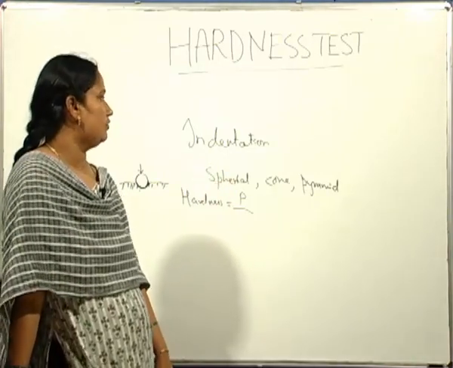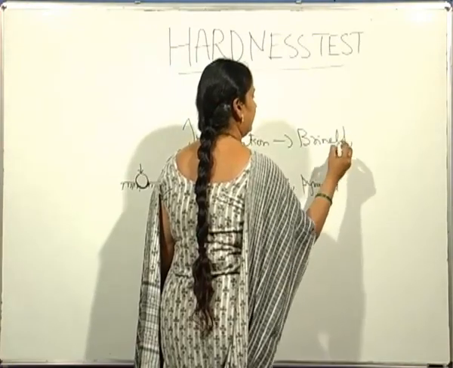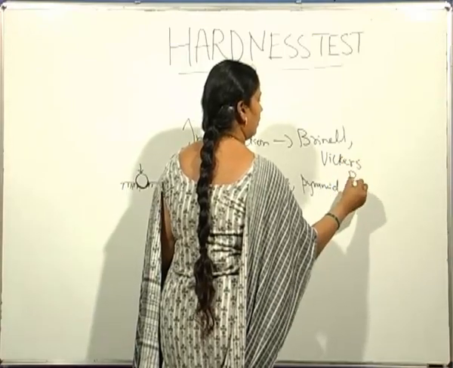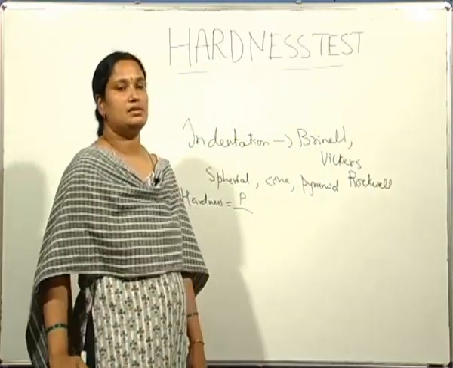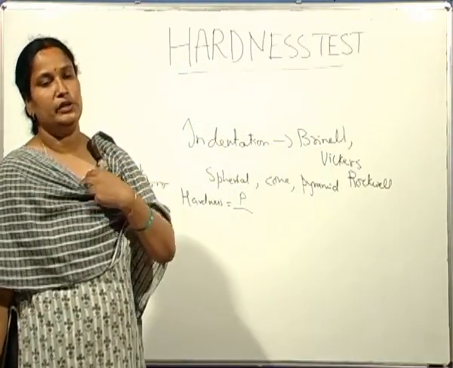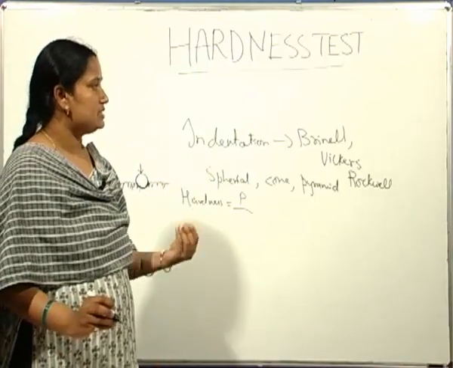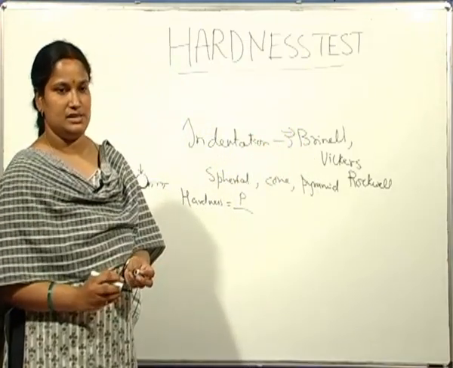So the examples of indentation type of hardness are Brinell, Vickers, Rockwell. These are some of the well-established indentation methods to determine the hardness of a material. Now we shall first see the Brinell hardness test.